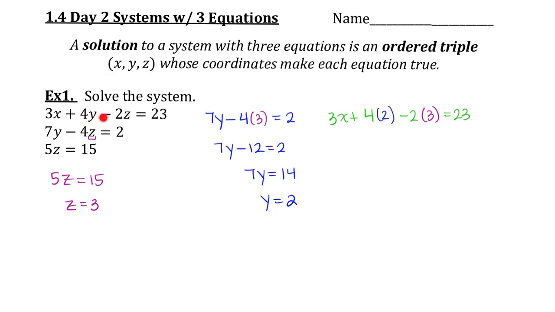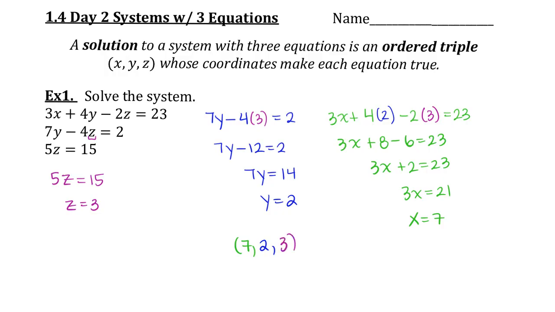3x plus 4y minus 2z equals 23. Let me go ahead and multiply some of this out. What is this? 3x plus 8 minus 6 is 23. I'm going to make that easier: 3x plus 8 minus 6, 2. If I subtract 2, I get 21. So I got x equals 7. I solved for all 3 variables. Now for my final answer, I'm going to write an ordered triple, in alphabetical order: x first, then y, then z.